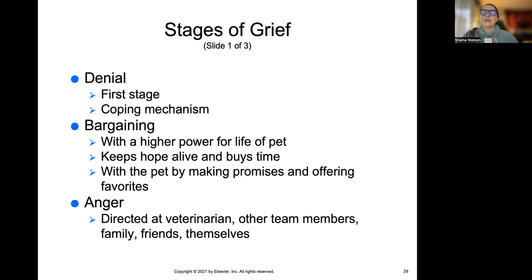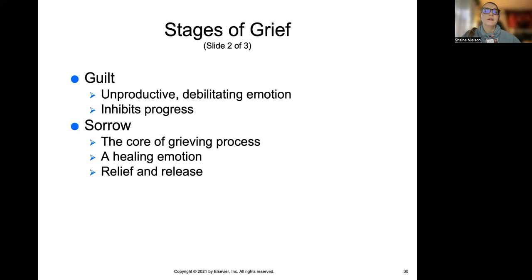Then there is a stage of anger. And in vet medicine, this is mostly directed at the veterinarian and other team members, families, friends, themselves, everybody. People can get very, very angry and defensive just as a side effect of grief. There's also guilt. Guilt is an unproductive and debilitating emotion, and it can come at any different time and absolutely squash any type of progress. So it's going to stop any progress from being made, and it can keep somebody in a really vicious cycle of grief.